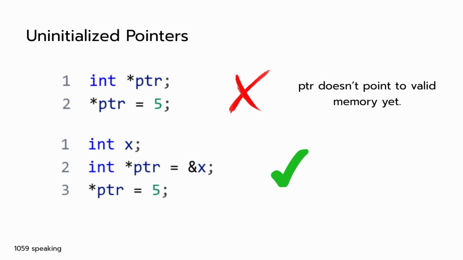The first way to fix this is to make sure your pointer points to a valid variable first. Now ptr points to the address of x, and your program works perfectly. Remember, always initialize your pointers before using them.